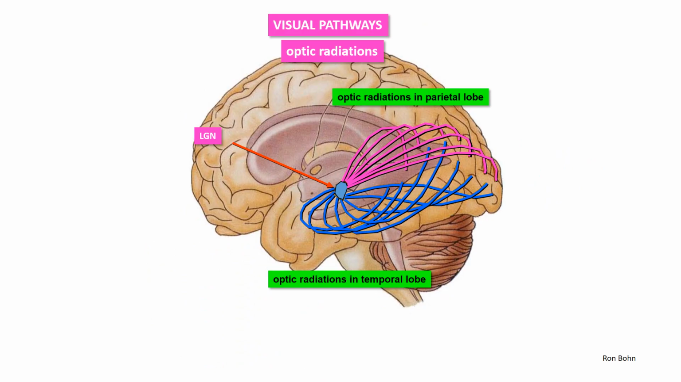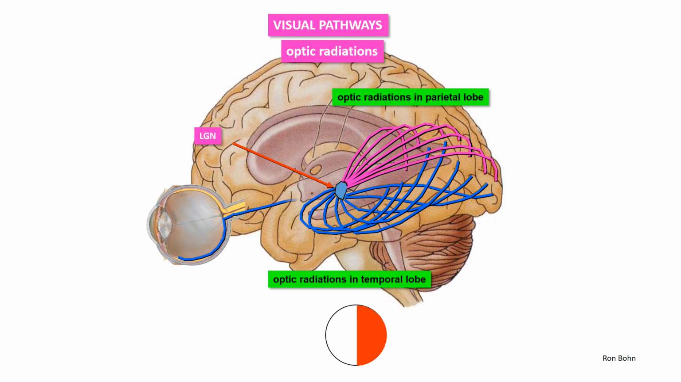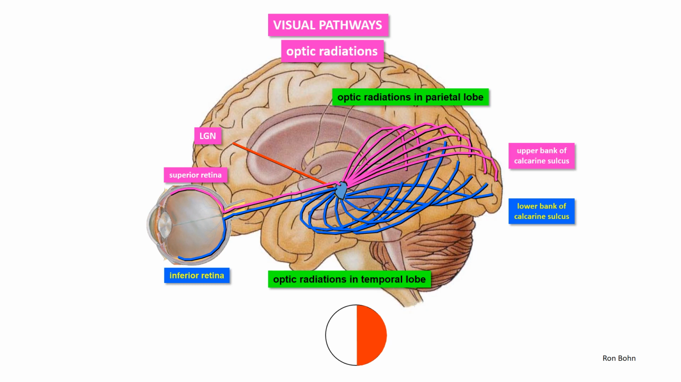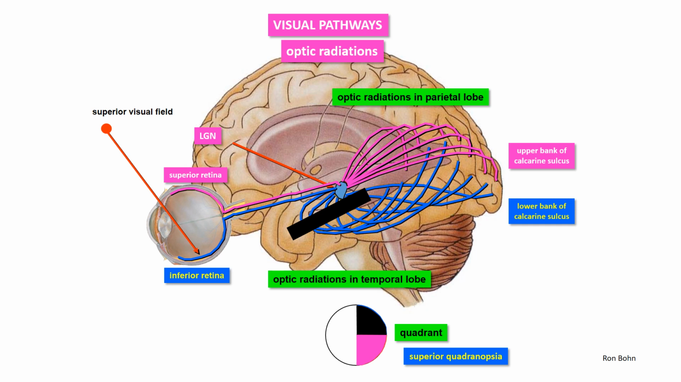And then the last one here, what about the Meyer's loop, the optic radiations in the temporal lobe? Once again, if you're able to track it, what you're going to end up seeing is what we call a homonymous superior quadrantanopsia. That means that what we're going to be missing is a quarter of the field of vision. If you divide it into quadrants, you're missing a quadrant of the vision.